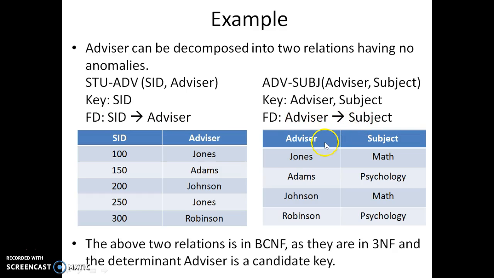So the requirement of the Boyce Codd normal form is that our determinant should be the candidate key. As I told you about the determinant concept, the left hand side attribute is nothing but the determinant. So here SID is the determinant and the determinant is the candidate key. So the first table satisfies the condition of Boyce Codd normal form, and in the second table the determinant, that is advisor, is a candidate key. In this way the second table also satisfies the condition for Boyce Codd normal form. So we can say that the above two relations are in BCNF as they are in third normal form, and the determinant advisor is a candidate key for the second relation.